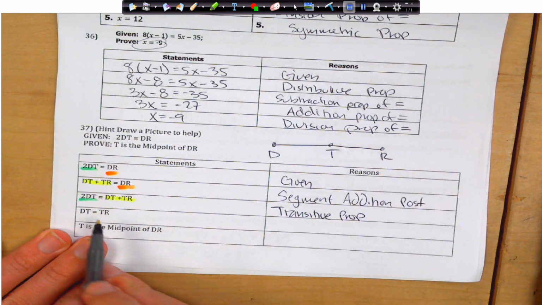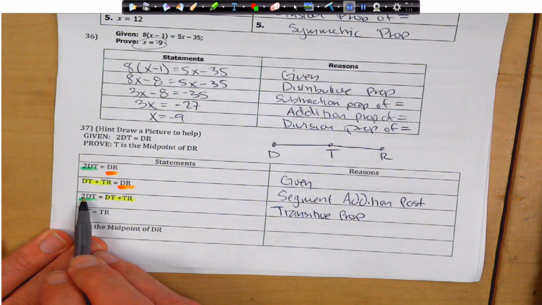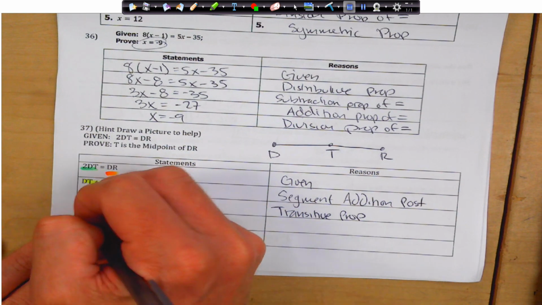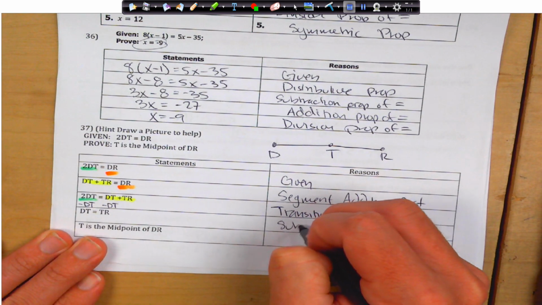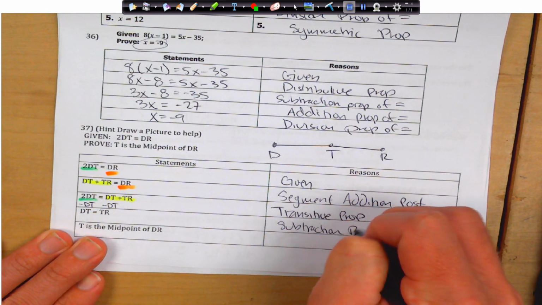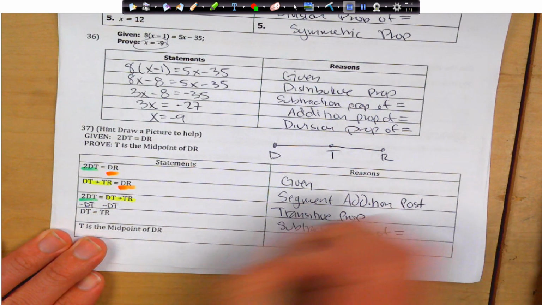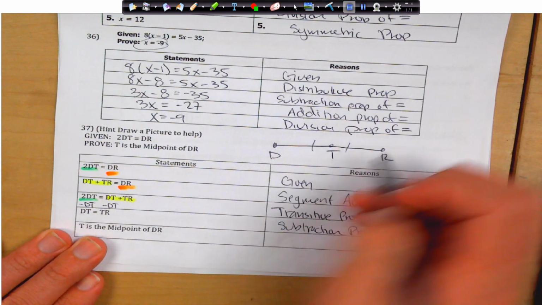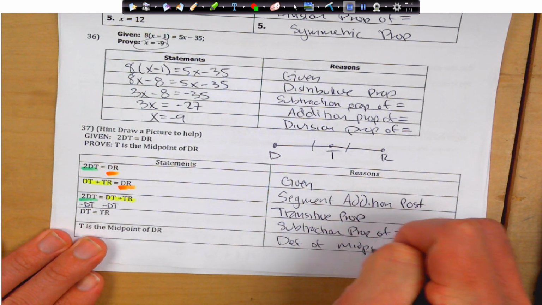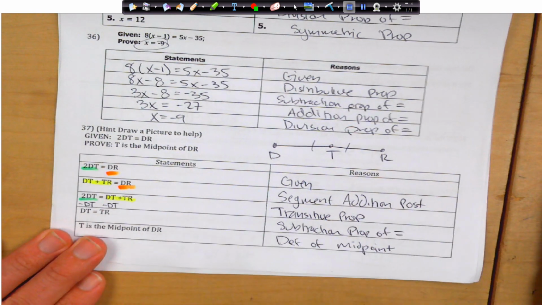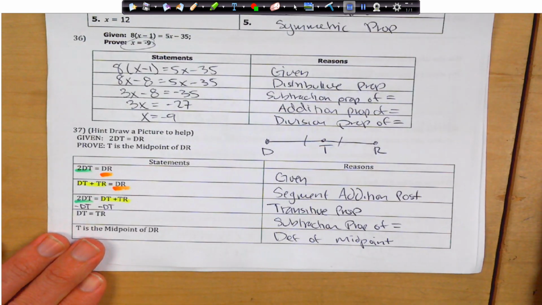And then here, it looks like from here to here, I'm subtracting a DT from both sides to get this. That's subtraction property. And then if they're equal, then this must be a midpoint, so that's definition of midpoint. And that's it. Okay, we'll see you guys. Bye.